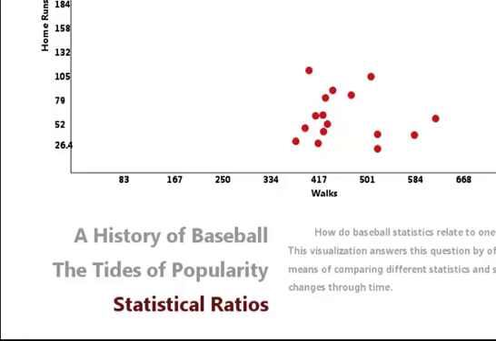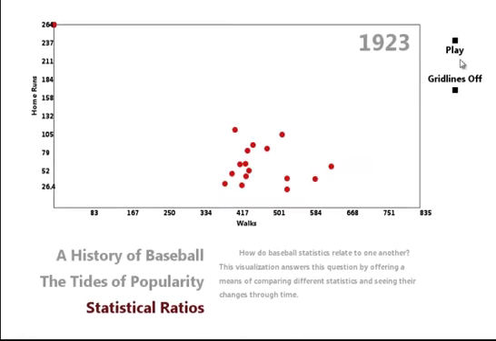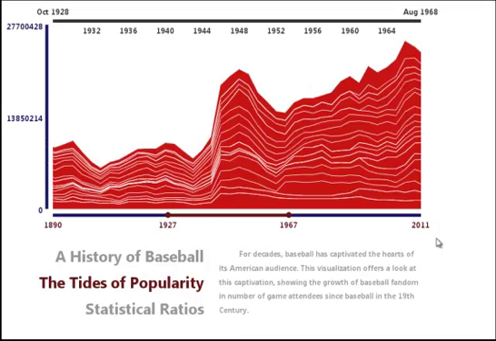Right now the data is showing for 1923, but we can change that automatically by clicking the play button, where we see right now home runs versus walks changing over time.